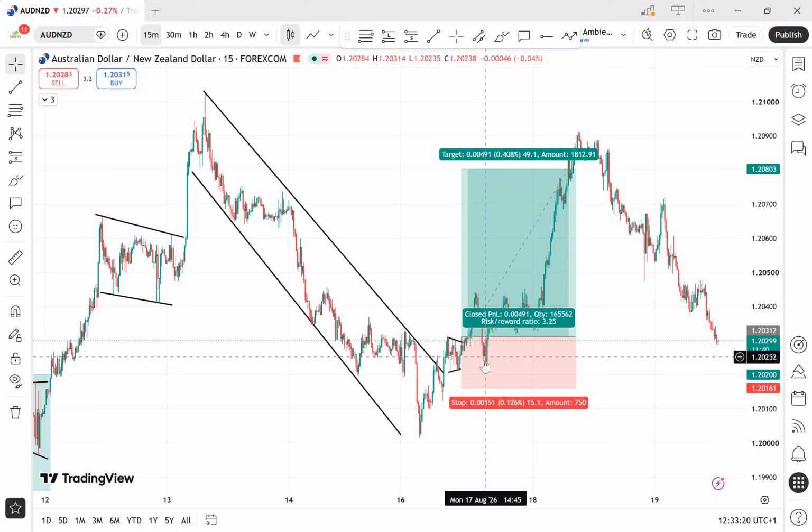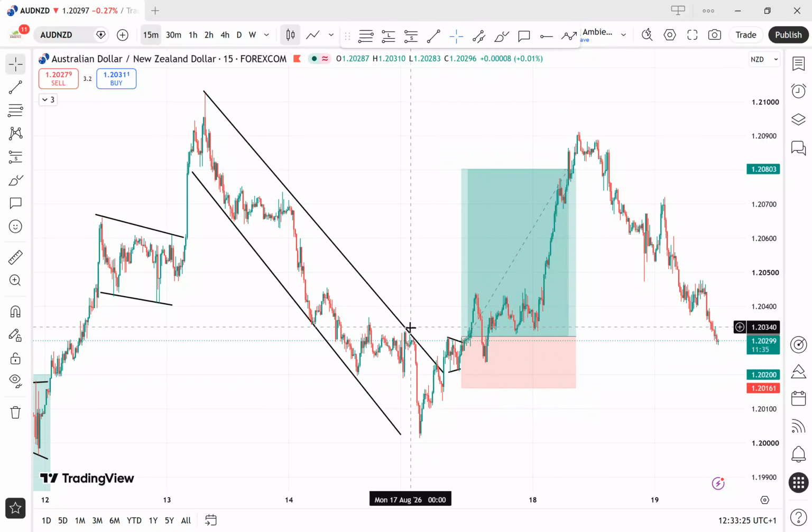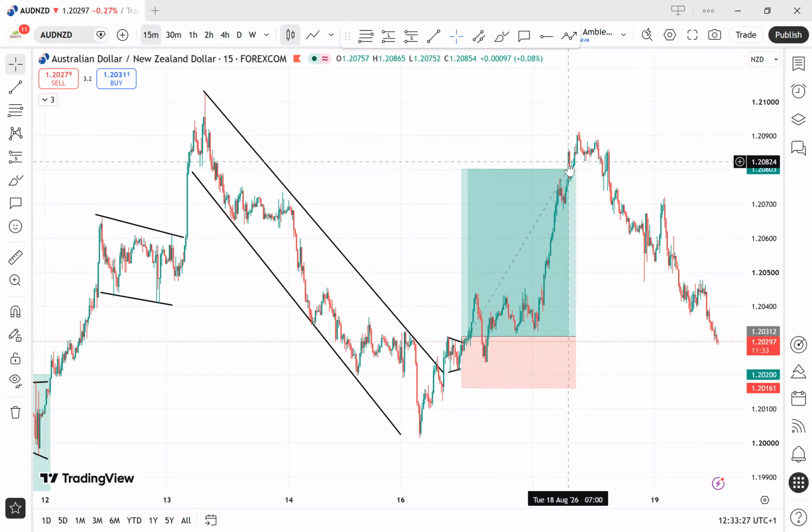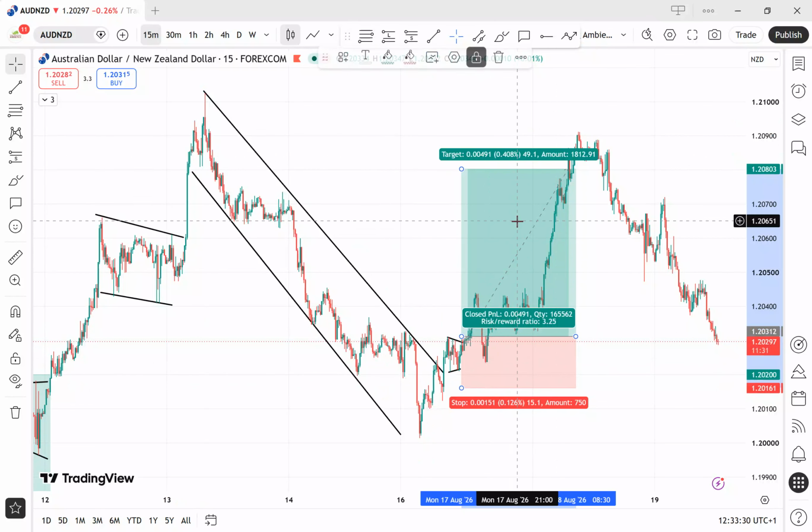The price took us in, pushed up, dropped lower, then moved with momentum to hit my profit target here. And this is 3.25 R on AUD New Zealand.